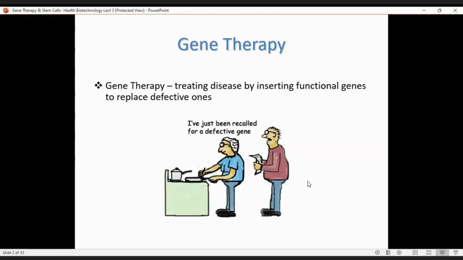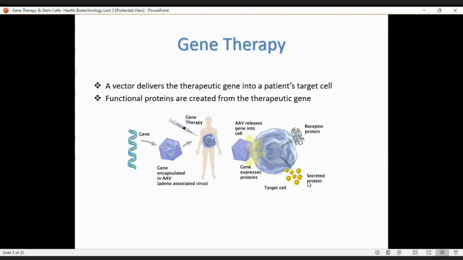And if we talk about the mechanism, the processes involved in gene therapy, these are vector-mediated gene therapies, in which vectors are basically used to deliver a functional gene and replace the defective gene. These vectors have two types. One is viral vector and the second one is non-viral vector.